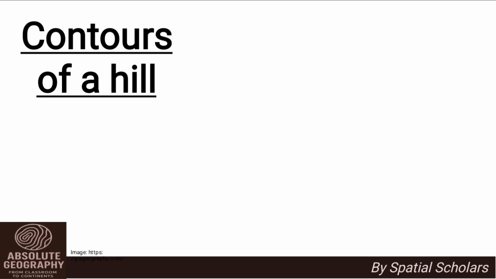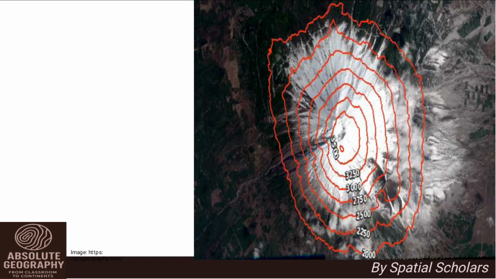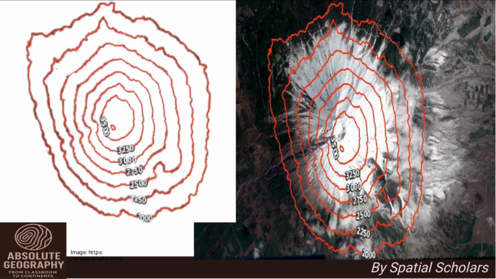Now, contours show height, but in the process, they also show the shape of the land. By observing how the contours are arranged, we can identify the landforms present in an area. When we see contours forming concentric circles and the height of the contours is maximum at the center and decreases outwards, we can easily identify the feature as a hill.